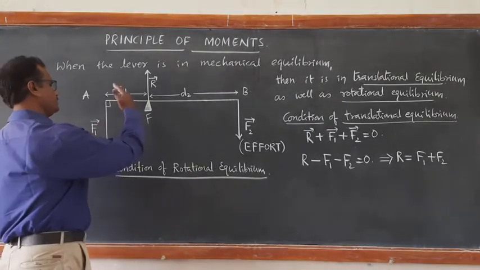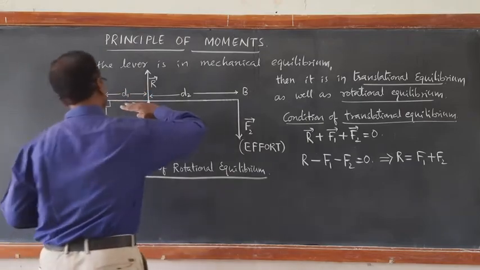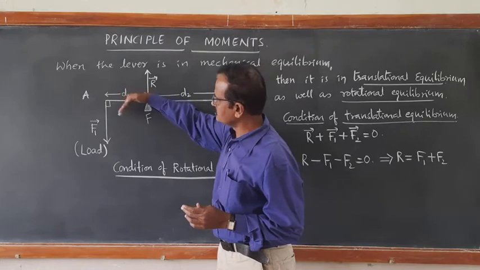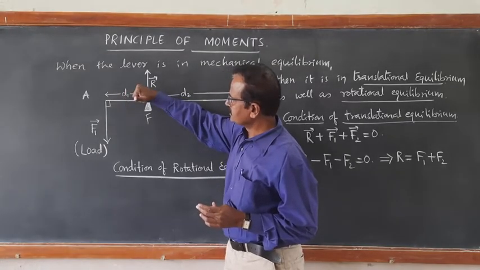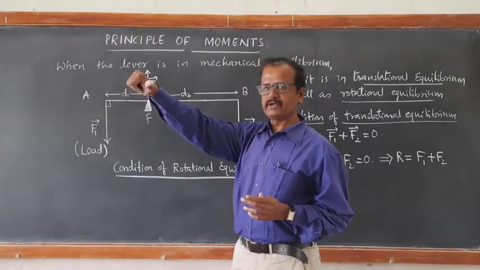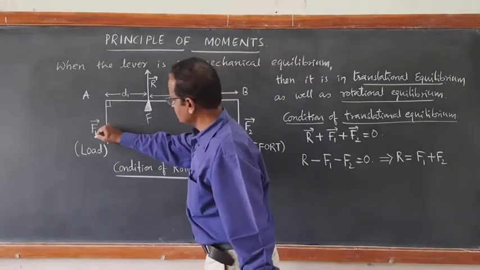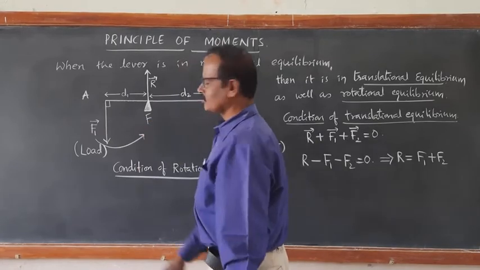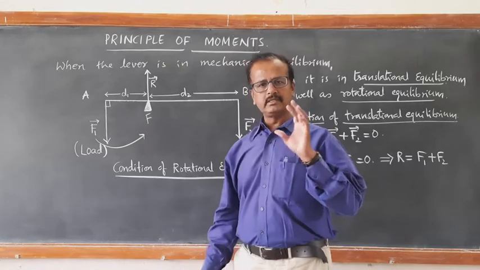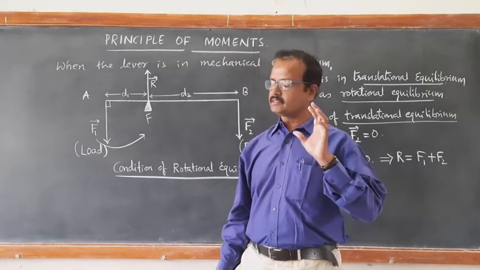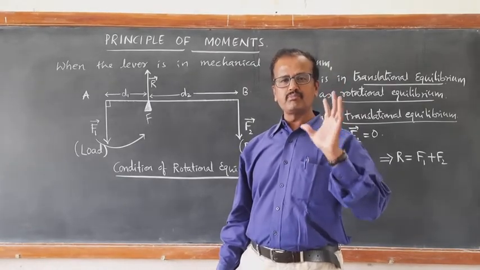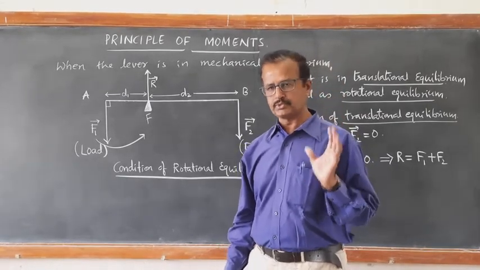So D1 F1 tends to rotate. If you just take your palm and turn it towards F1, you see it is tending to turn in the anti-clockwise sense. So the thumb is pointing towards you. So it tends to turn in the anti-clockwise sense. Right? So this anti-clockwise sense, the moment of this torque should be taken positive. Anti-clockwise movement should be taken positive.